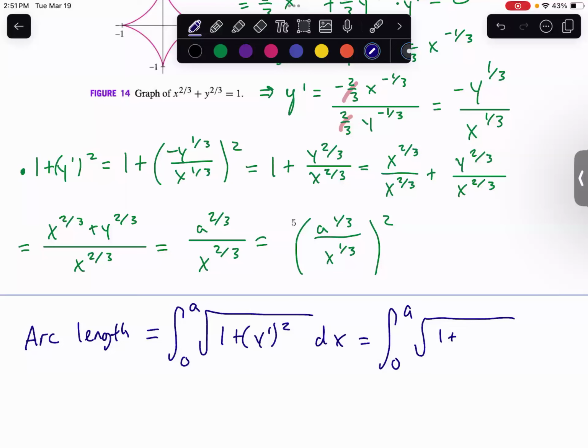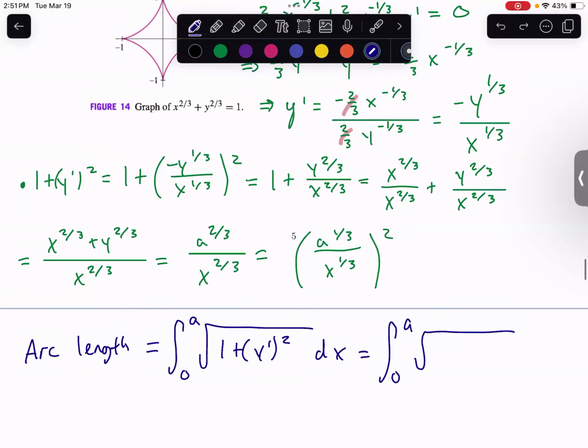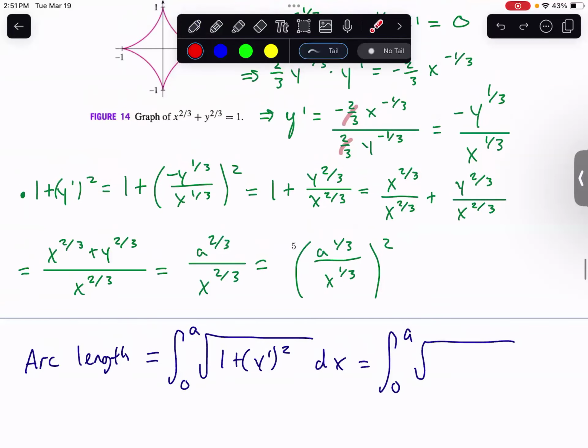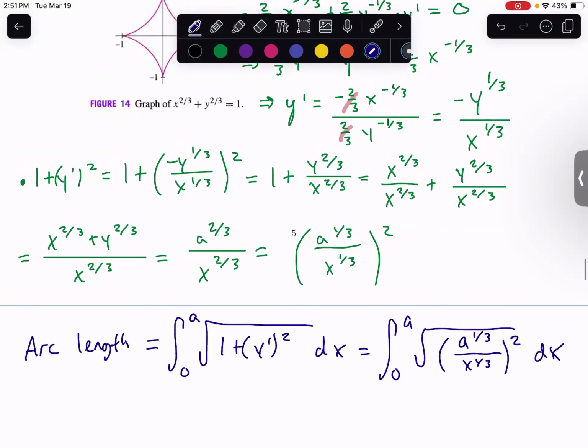plus, wait, hold on. I'm not gonna simplify that much. So we already have that 1 plus y prime squared is equal to this a to the 1/3 power over x to the 1/3 power squared. So this is just a substitution you can make immediately. Squared. So everything works out. The square root and the square, they cancel out with one another.